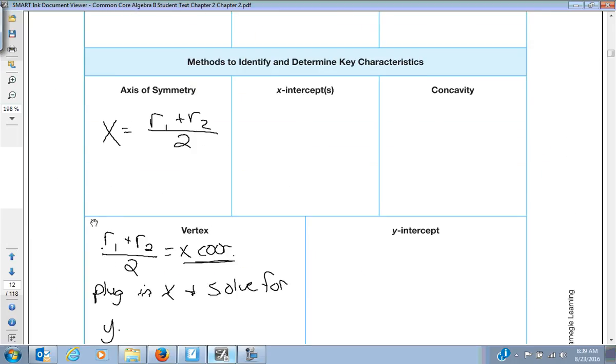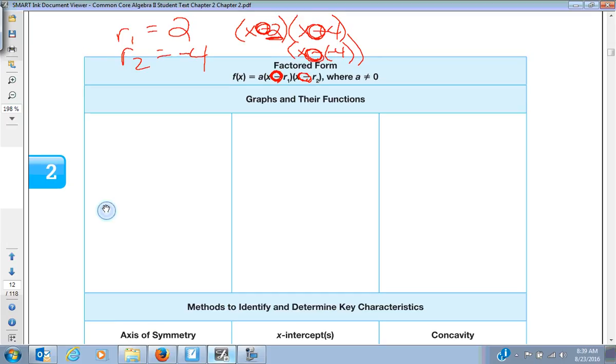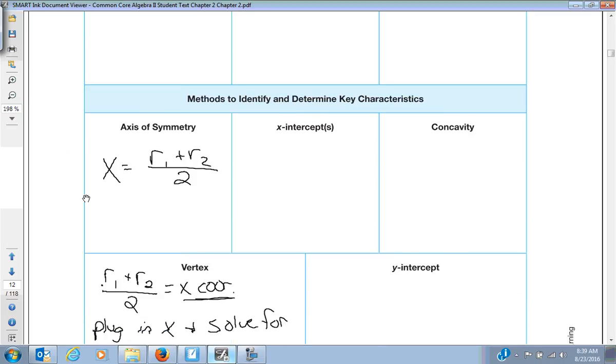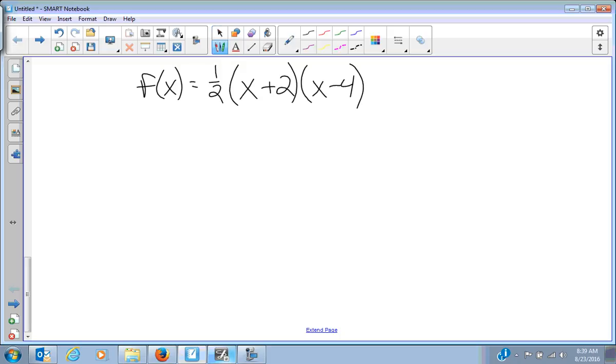Remember how I told you some things are going to be easier in other forms? Well, what form is this one called? So what do you think it's going to give you really easy? It's going to give you your x-intercepts really easy, because it's already factored. Let's look at what this means.